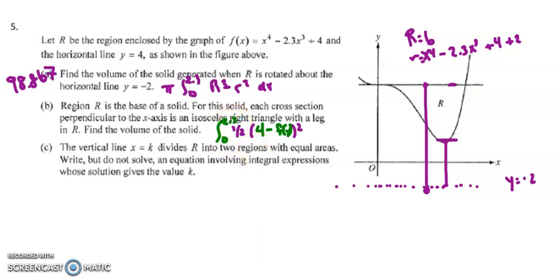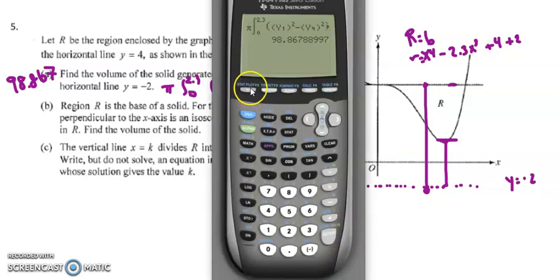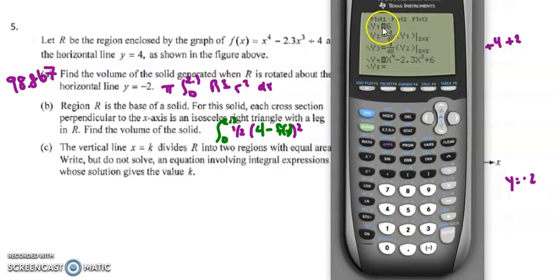And I'm going to go back into my calculator. What I need to do is go back to y sub 1. I need that first curve to just be 4, okay? And then the last curve, I need to be x to the 4th minus 2.3 x cubed plus 4, because the original equations that I had put in were because I was revolving around this y equals -2 line. That's not in play anymore. So now I've got the correct equations.